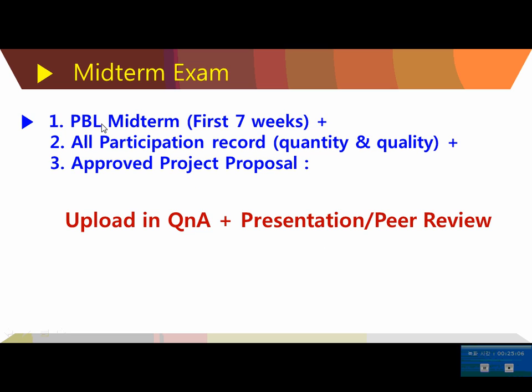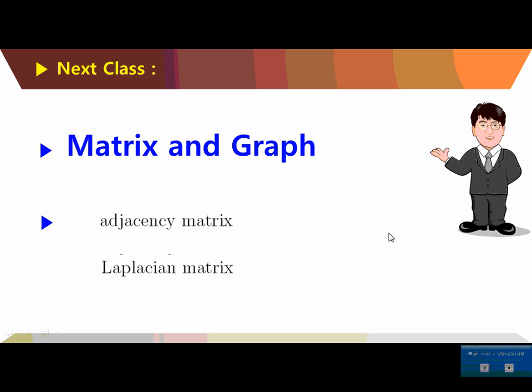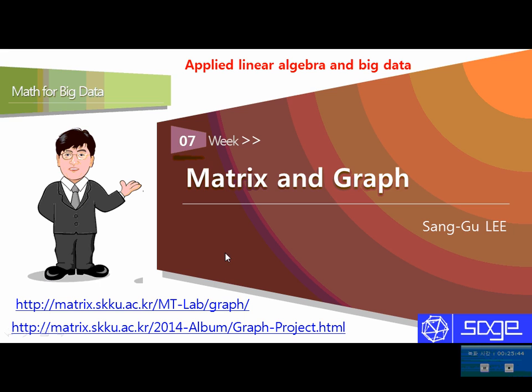And it includes your PBL report for the first 7 weeks, all of your participation record in quantity and quality, and then a summary of what you have learned for the first 7 weeks, and you approved the project proposal. Three of you already uploaded those in Q&A, and after the approval, you will give a presentation, and it will be reviewed by each other. And we will cover the matrix and the graph after the midterm examination.